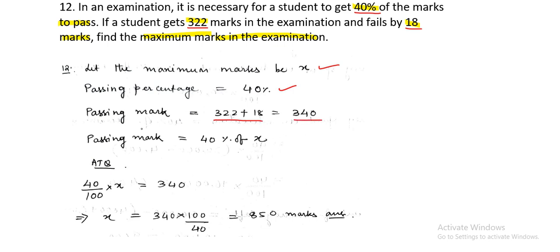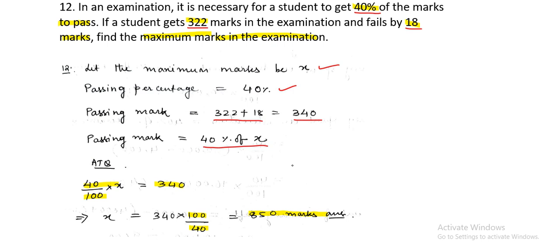Now the passing mark we can also get as 40% of x, the total marks, because we have been told that 40% is the passing percentage. So we can write that 40% of x is equal to 340. Now percentage means divided by 100, so we write 40 by 100 into x equal to 340. Now the 100 will go to the other side as 100 by 40, and 340 into 100 by 40 gives the answer 850. So the total marks is 850.